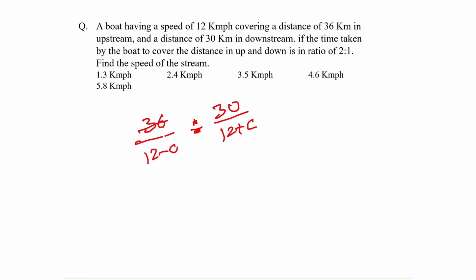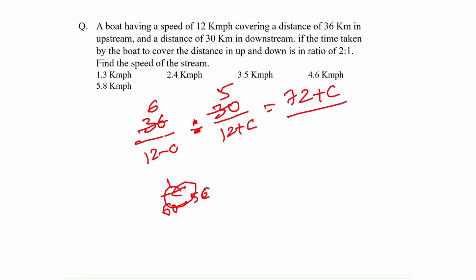6 table, 6 times, 6 table 5 times. So 1 by 60 minus 5C. You better take it like this. 72 plus C is to 60 minus 5C by taking cross multiplication. 5C, 6C. The ratio is given as 2:1.